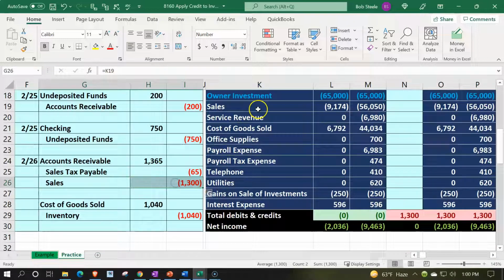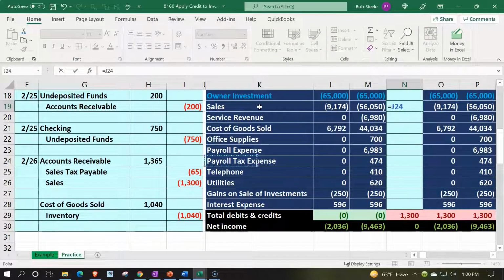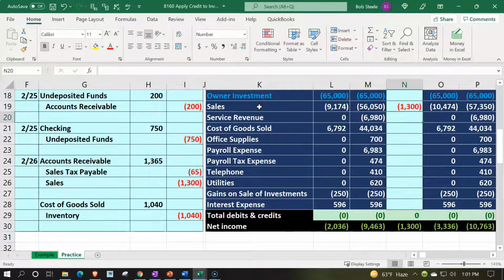The sales revenue number is going to be equal to the 1300. So that, of course, is different because at least the totals are different because we started on just February. We were at the 9174, increasing by the 1300 to the 10474. And then the year-to-date number, the 2 months, 5650, up by the 1300 up to 57350.